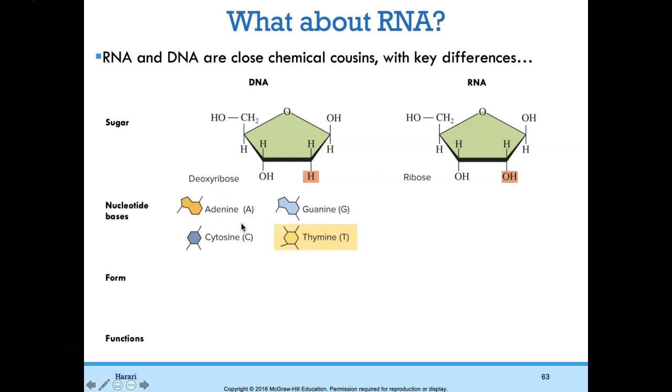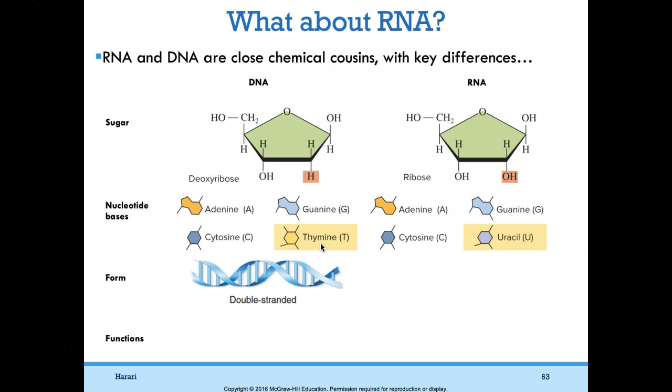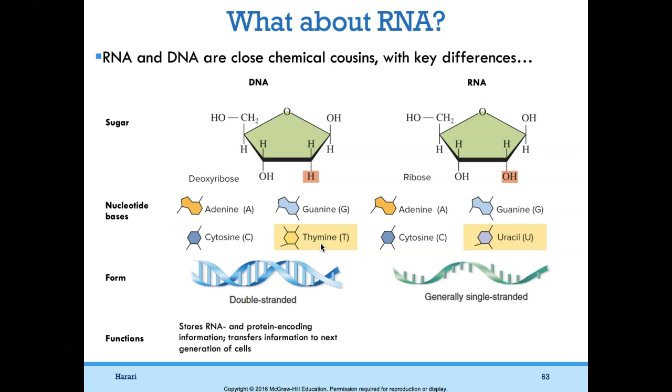There are 4 bases, A, G, C, and T in DNA, but there's no such thing as T in RNA. No such thing as thymine in RNA. Instead, there's a uracil. So adenine pairs with a uracil in RNA. DNA is double-stranded. RNA is generally single-stranded, but it can form some really complex secondary structures, as we call them. But generally, it's single-stranded, where DNA is a double helix.